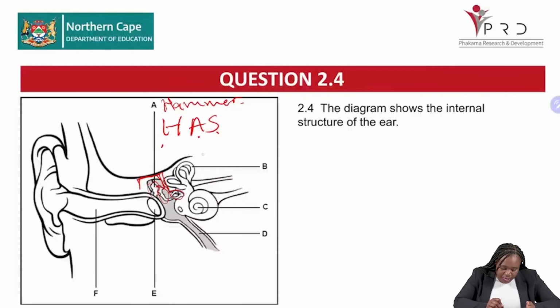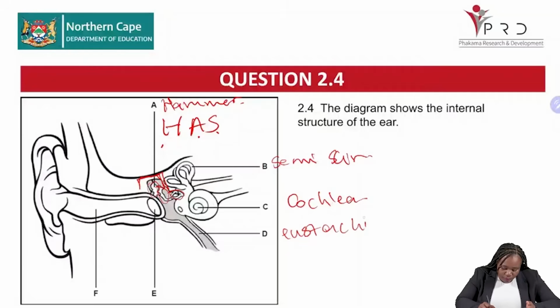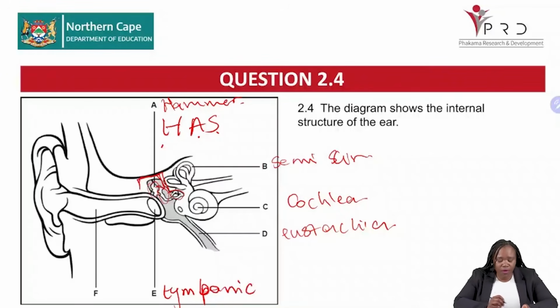Right. And then B, semicircular canals. And then C, the cochlea. D, the eustachian tube. E, tympanic membrane. Right, and then F, auditory canal.